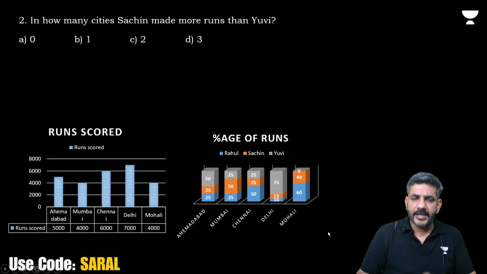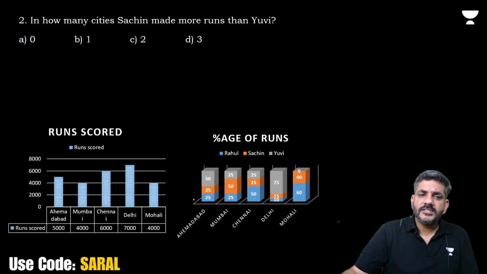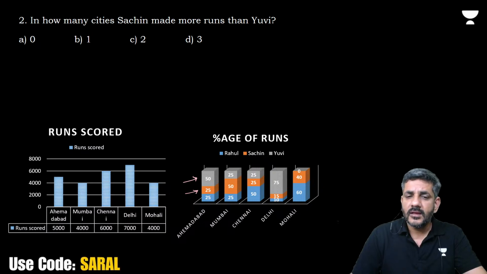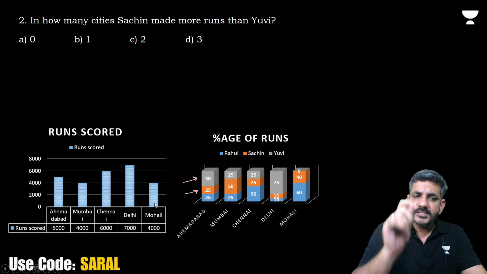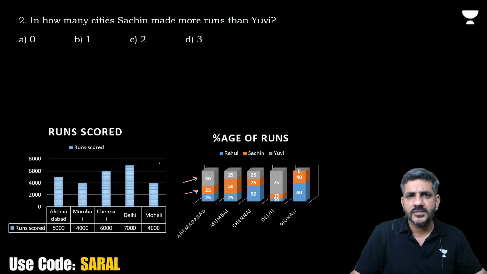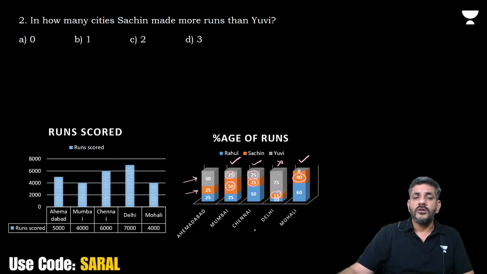Can I straight away say that in the first city, Sachin has made 25% of the runs, UV has made 50% of the runs. That means whatever the total score in Ahmedabad is, I can definitely say that Sachin has scored less than Yuvraj, because 25% of something will definitely be less than 50% of the same thing. But in Mumbai, Sachin scored 50%, Yuvraj scored 25%. Definitely Sachin scored more. In Chennai, they have scored equal, 25-25. In Delhi, Sachin scored 15, Yuvraj scored 75. No. And finally, in Mohali, Sachin scored 40%, Yuvraj scored 0. So there also Sachin has scored more than Yuvraj.